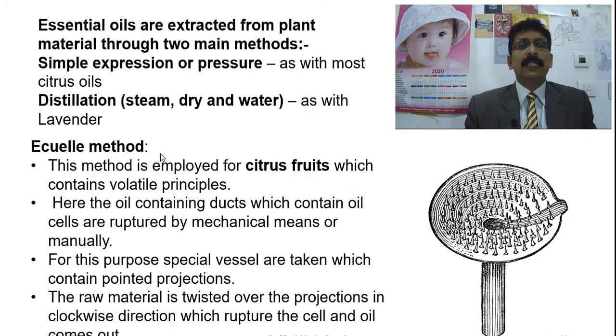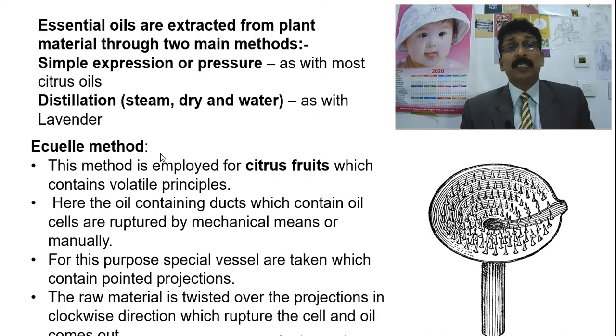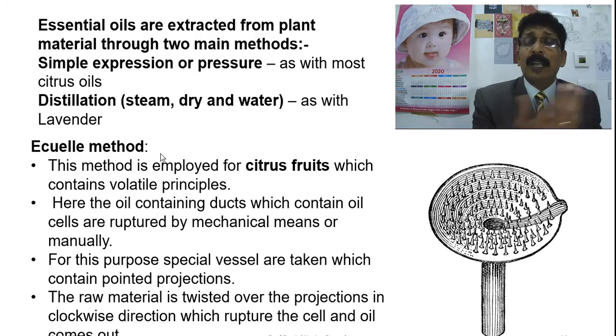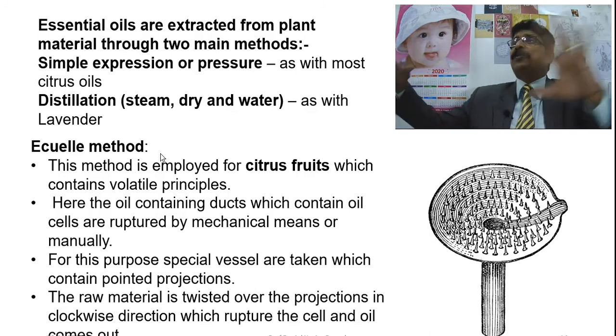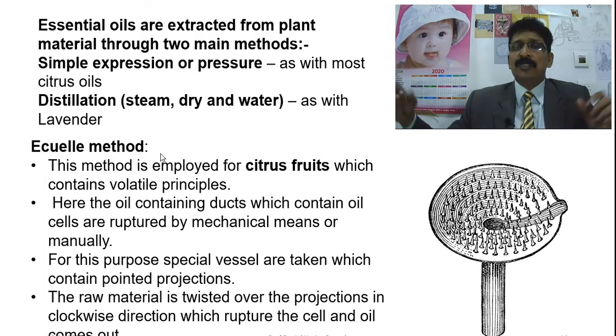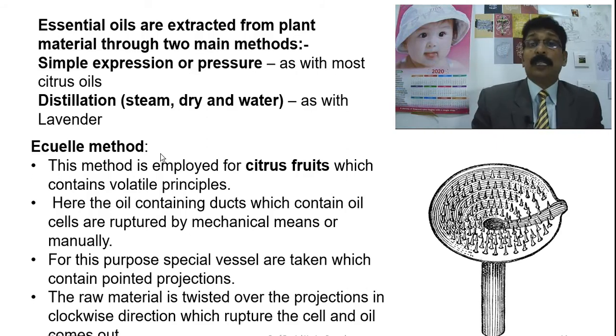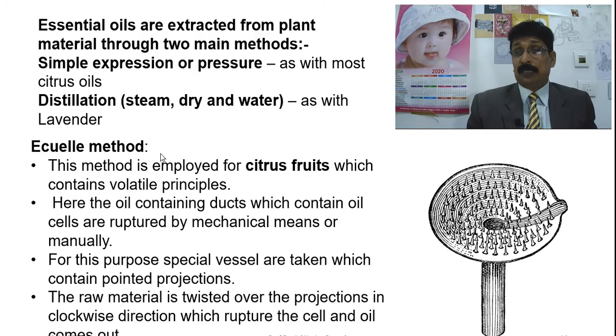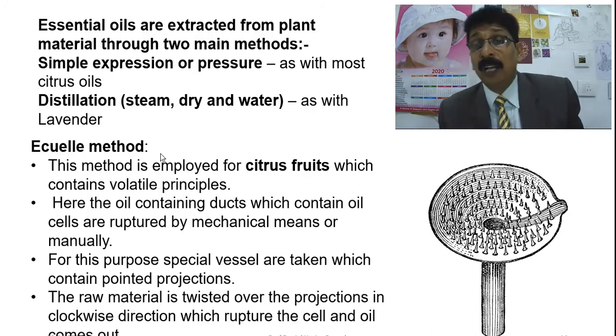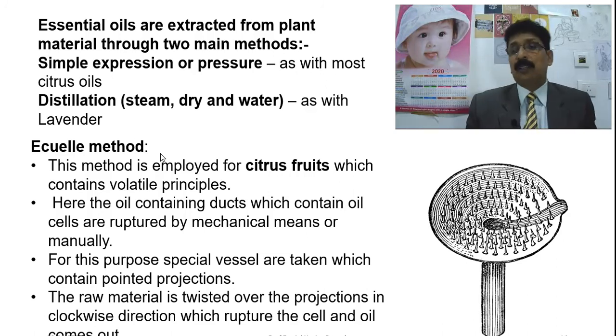Understand? Simple expression, or pressure, is how most citrus oils are done. Distillation is used for lavender, grass oil, and many oils in our place, by means of steam distillation. They add material to a big chamber, boil water, and condense it. They get the volatile oil and water together, which can be separated very easily, and then they give pure oil, and flavored water can also be sold, first grade, second grade, like that.